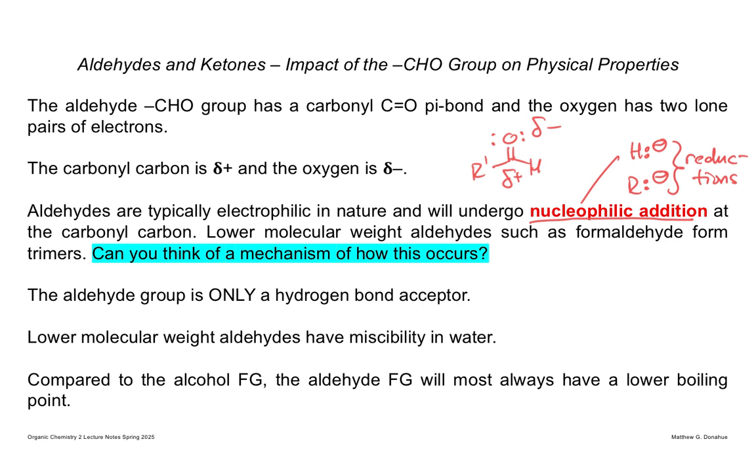So I have this question highlighted in blue here, which is kind of relevant to what we're going to talk about. Formaldehyde itself is a gas. When you buy it, it's typically a solution in water called paraformaldehyde. And what formaldehyde itself tends to do is form these trimers.